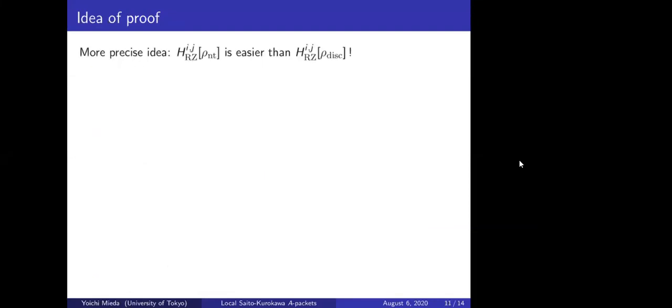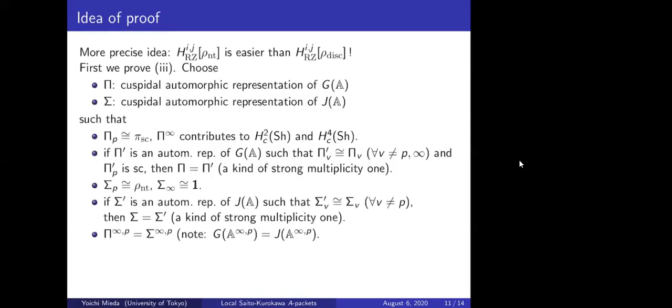And here is a more precise idea. Actually, the non-tempered problem is easier than the discrete problem. So we first determine this cohomology group by using a global method. We choose two automorphic representations. Pi is a cuspidal automorphic representation of G(A), and sigma is a cuspidal automorphic representation of J(A), such that pi at p is isomorphic to sigma at p, and pi at infinity contributes to these two cohomology groups.